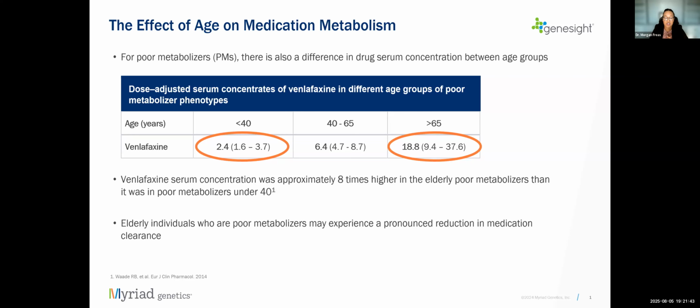So with that information in mind, we're going to have Dr. Brown walk us through a patient case study of a 65+ patient and how she was able to use the GeneSight test in combination with the patient's other factors, such as their age, to inform their treatment. So Dr. Brown, I'll let you take it away. Okay, thank you.